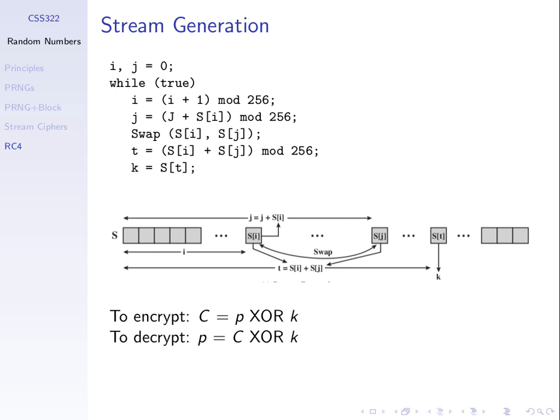This, we have essentially for loops or while loops. Calculate values, so add numbers and perform a modulus, very easy to perform. Swap values in an array, very easy to perform in software or hardware. And perform lookups, and then an XOR. So in terms of complexity, this is much easier than what we've seen or what you'll see in any of the block ciphers.